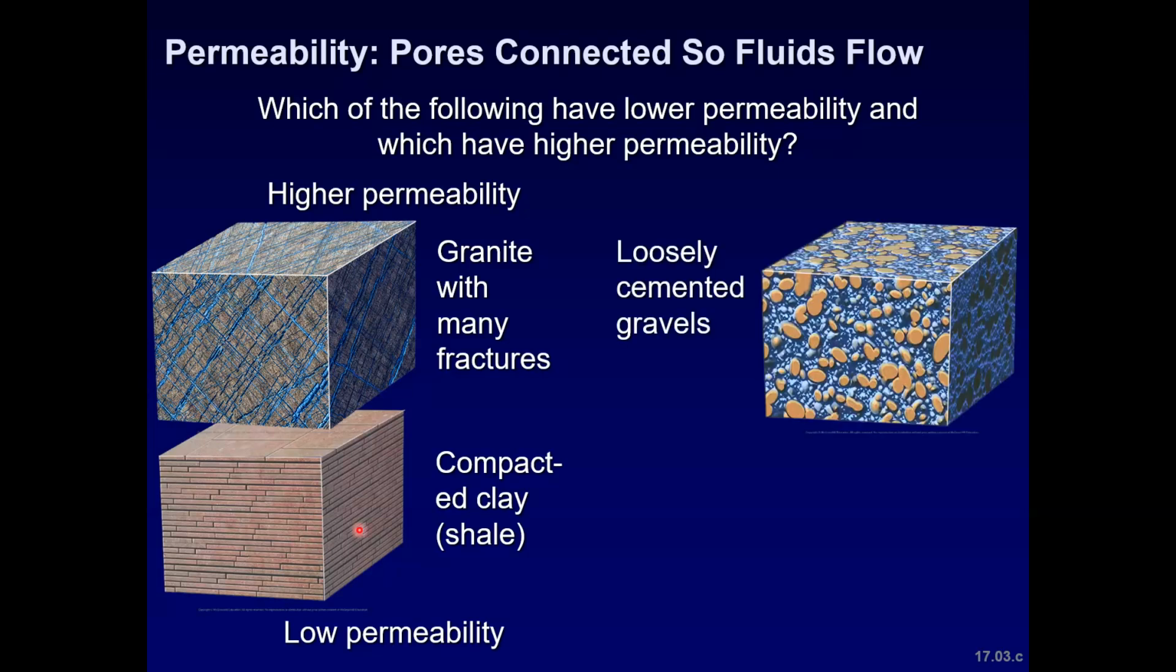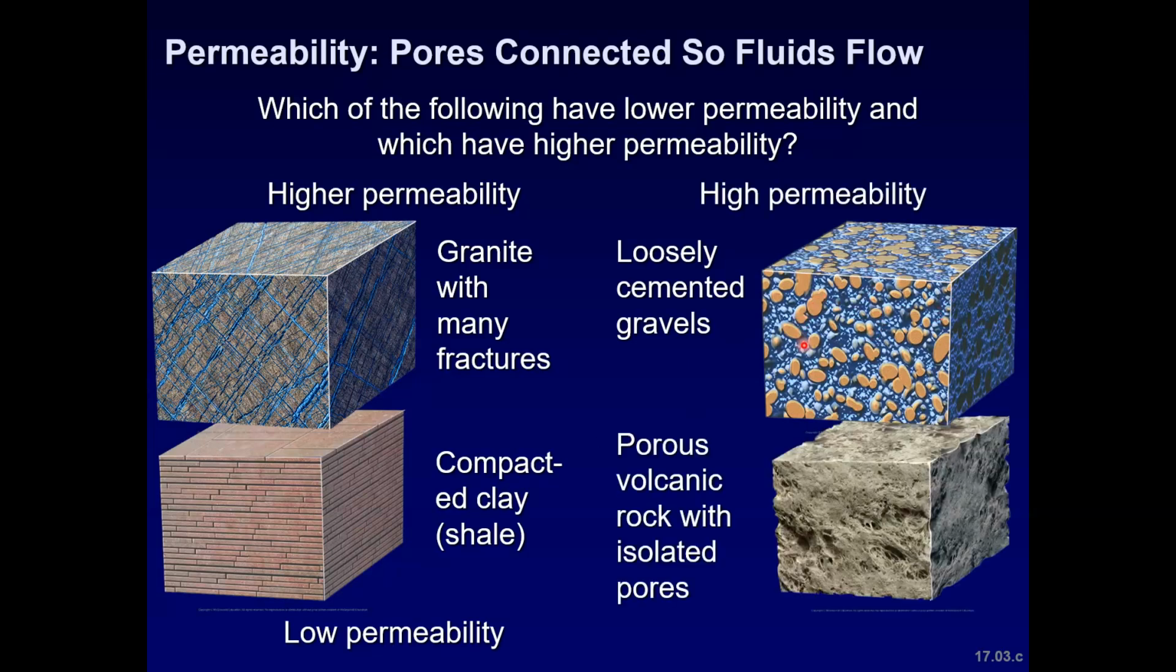And then we have these loosely cemented gravels, high permeability, well-connected pore space, and then a porous volcanic rock with isolated pores. That's low permeability, although it probably has high porosity. The pore spaces are not well connected, so water cannot flow through this all that easily.